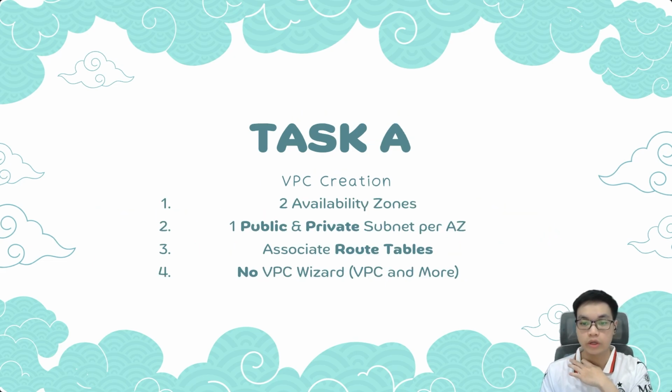Okay, now we're going to tackle task A, which is creating a VPC. So the requirements are we're going to configure it with 2 availability zones. And per availability zone, we're going to configure 1 public and 1 private subnet. Then we're going to associate route tables to the subnets, and we are not allowed to use the VPC wizard, which is the selection of VPC and more in the AWS UI.